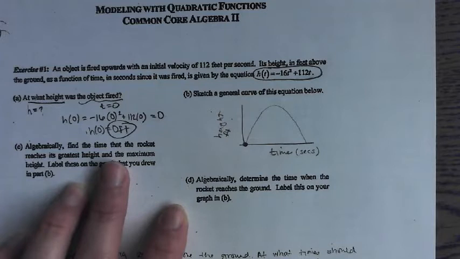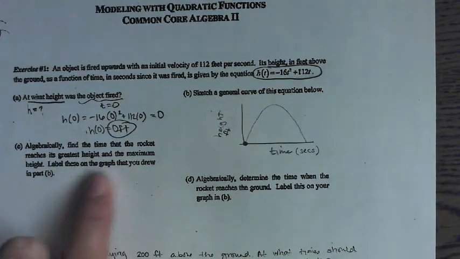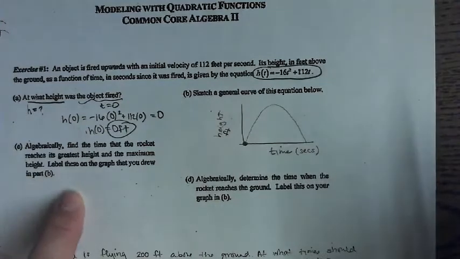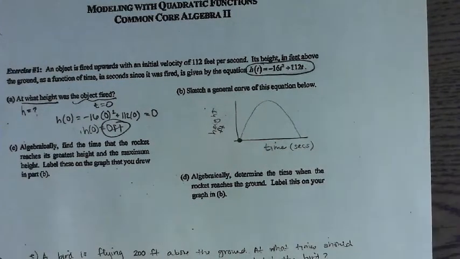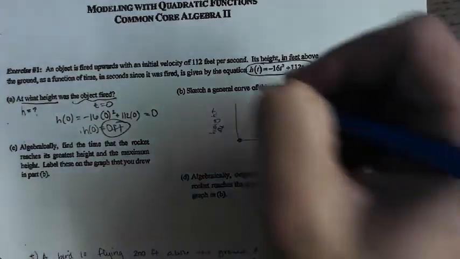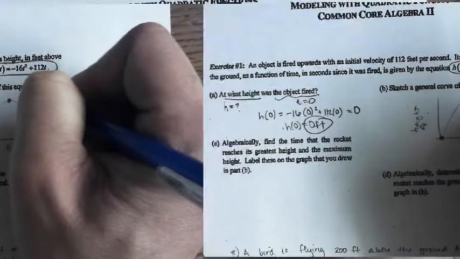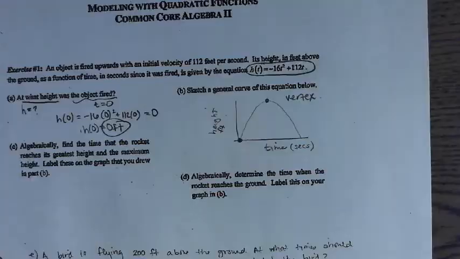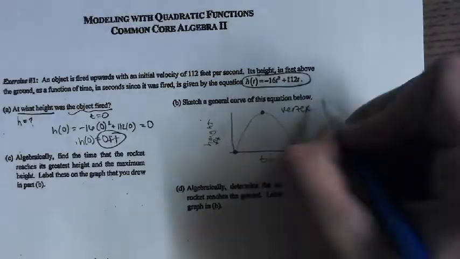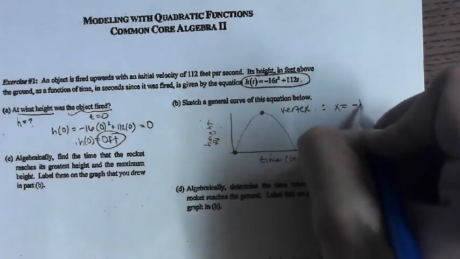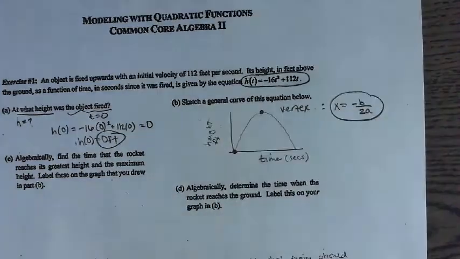Algebraically, find the time that the rocket reaches its greatest height, which is where on the parabola? The top. It's otherwise known as the vertex. So, how do you find a vertex? And it says algebraically, and this is the big takeaway from today. How do you find a vertex algebraically? Does anybody know? Negative b over 2a gives you the x-coordinate of your vertex. So x equals negative b over 2a. That gives you the x-coordinate only.